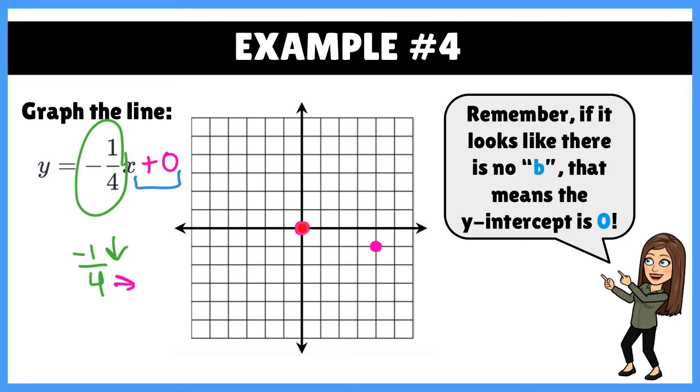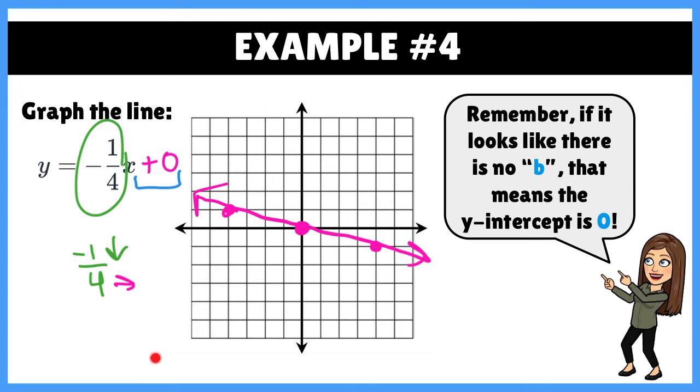Sometimes I like to do that. You could go up 1 and left 4. So up 1, left 4, you will see that those dots all line up to make a straight line. There we go. You can always double check. If your slope is negative, your line should look like it's going down, right?